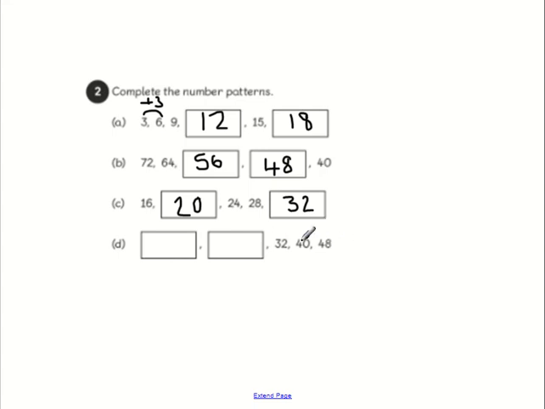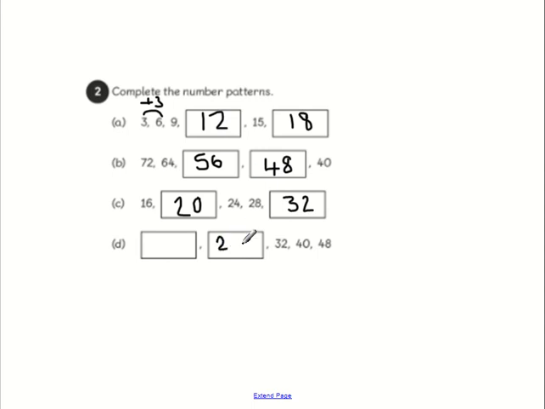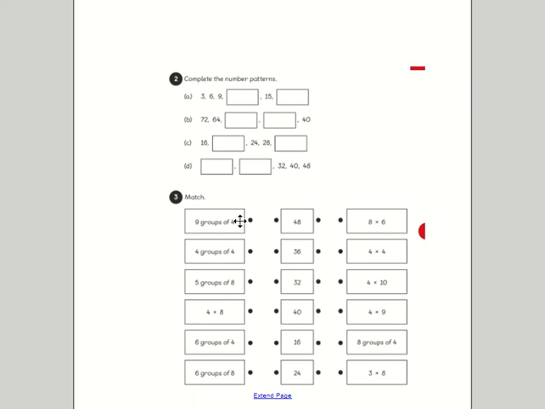48 take away 8 is 40. 40 take away 8 is 32. 32 take away 8 is, can you remember? 24. Well done. So we've got 24. 24 take away 8 is 16. Well done. Okay, now we're moving on to question 3.